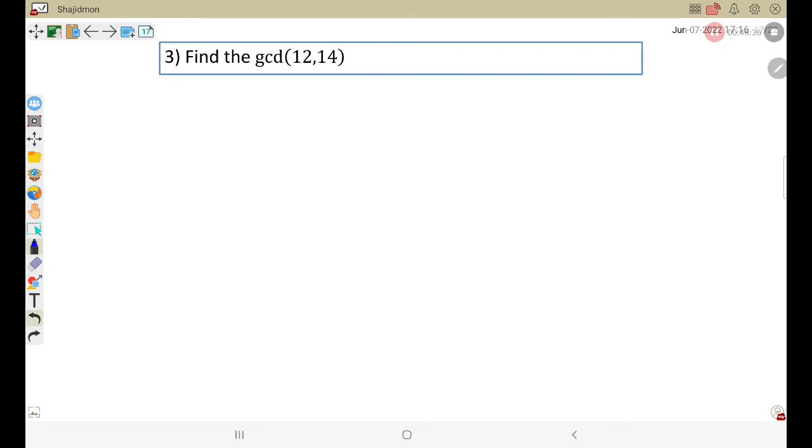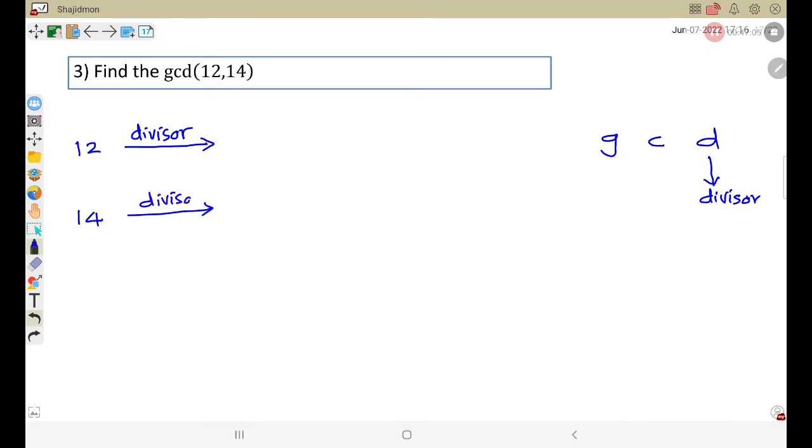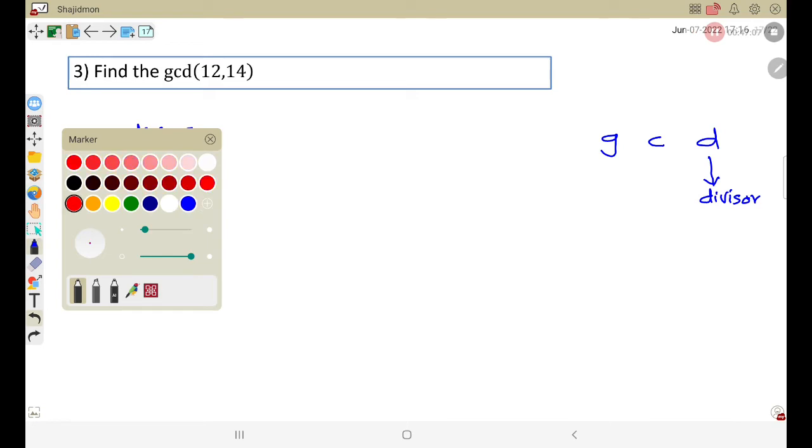Find the GCD of the number 12 and 14. Find the GCD, correct? You remember GCD, greatest common divisor. First we are finding the divisors. Okay, so what are the numbers here? 12. First the divisors of 12. After that, the divisors of 14. Okay, first we are doing the divisors.